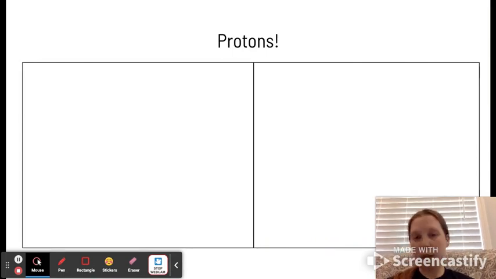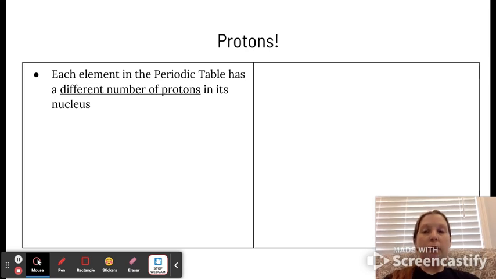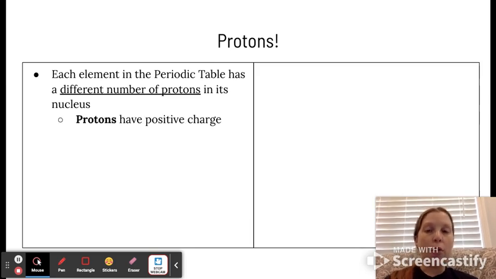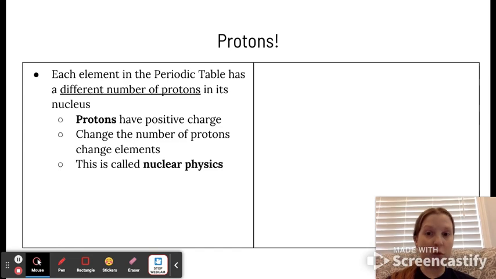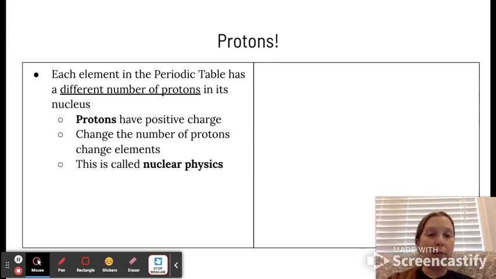So now let's talk about one subatomic particle, and this is protons. Each element on the periodic table has a different number of protons within the nucleus, which is what makes them different. So I like to refer to the protons as the fingerprint of the atom. So you change the number of protons, you're changing what atom you're looking at. Protons themselves have a positive charge. The prefix pro means positive. If you change the number of protons, you are changing the element that you're looking at, which is why they don't normally change, except in the case of nuclear physics. So when we get into Unit 6 and we talk about nuclear decay, that's where you would see the number of protons changing.